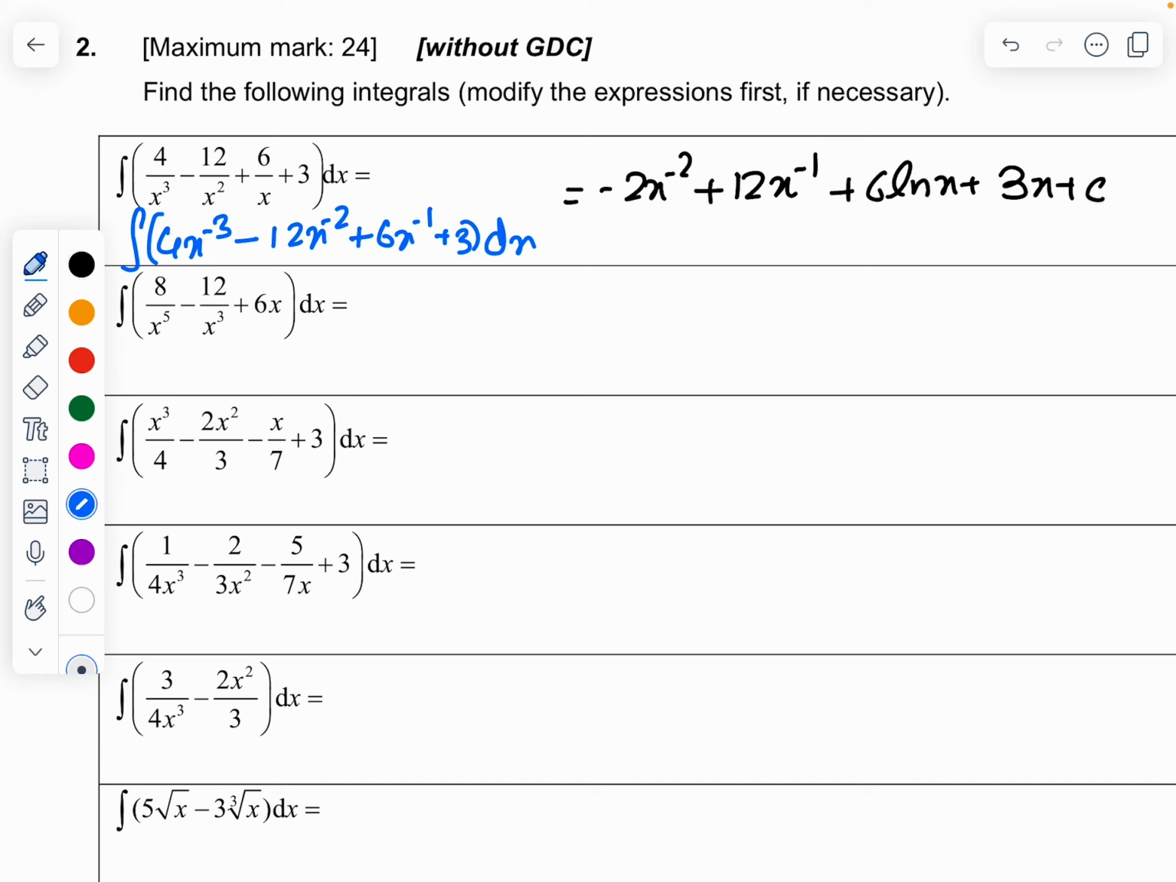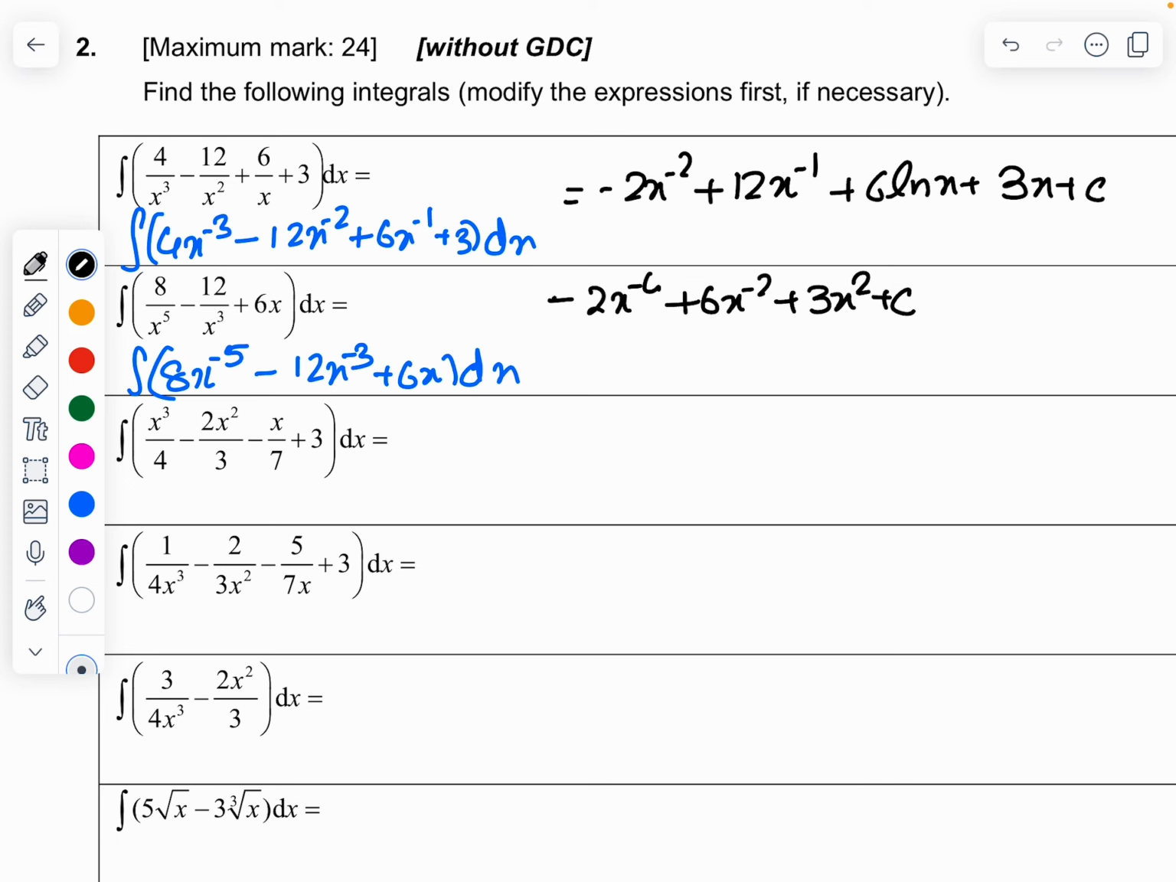So first we need to write out the question in the standard form. Integral 8x power negative 5 minus 12x power negative 3 plus 6x dx. So the answer for that one will become minus 2x power negative 4 plus 6x power negative 2 plus 3x square plus c. Then the next one, directly we can write it out. The answer for this one is going to be x power 4 upon 16 minus 2x cube upon 9 minus x power 2 upon 14 plus 3x plus c.